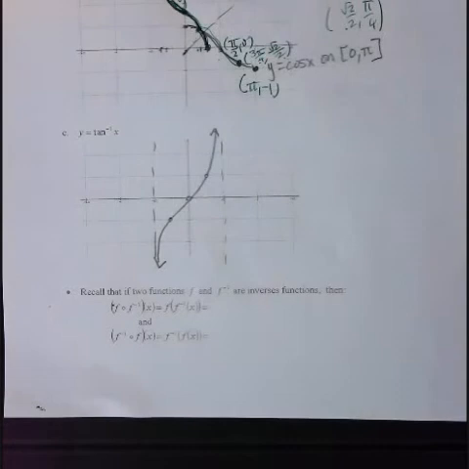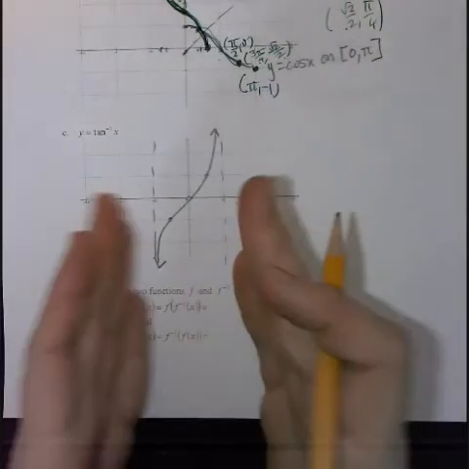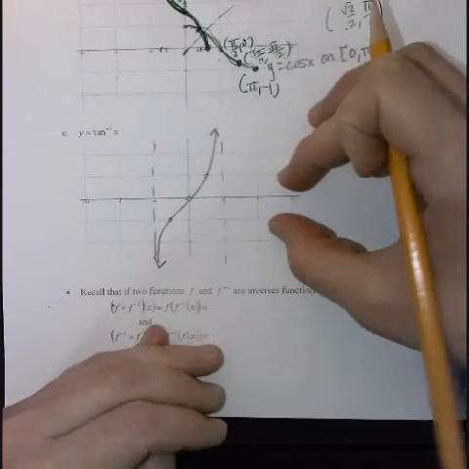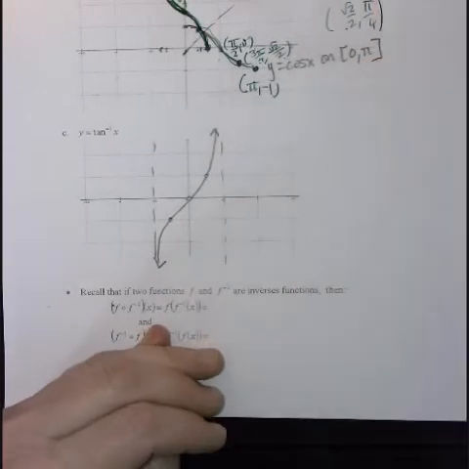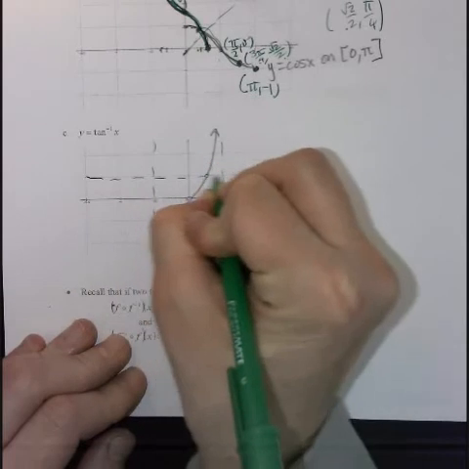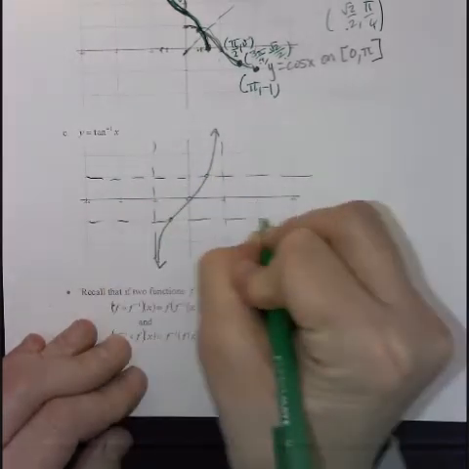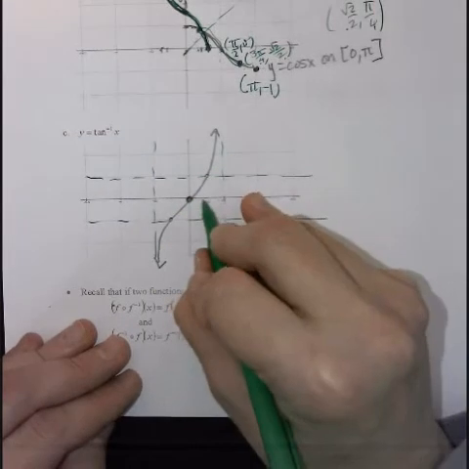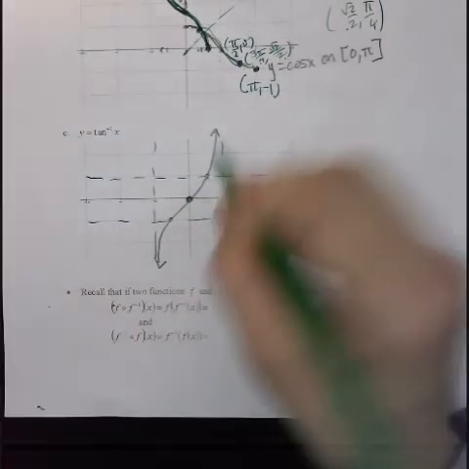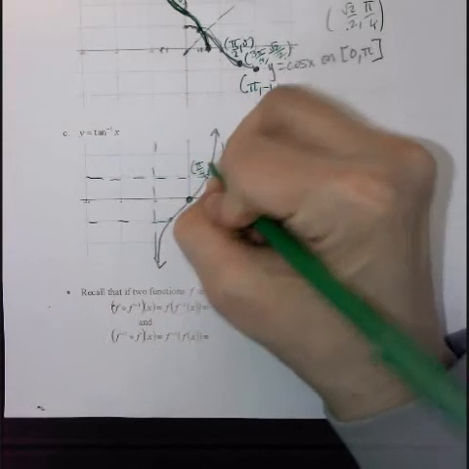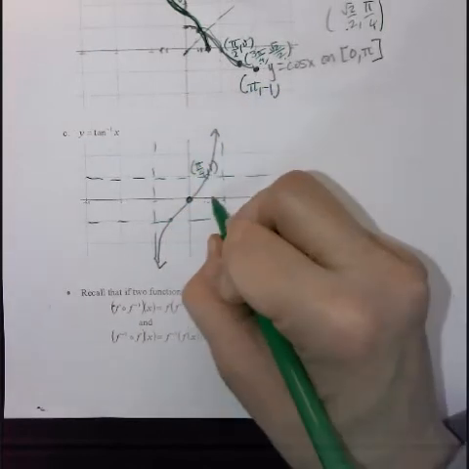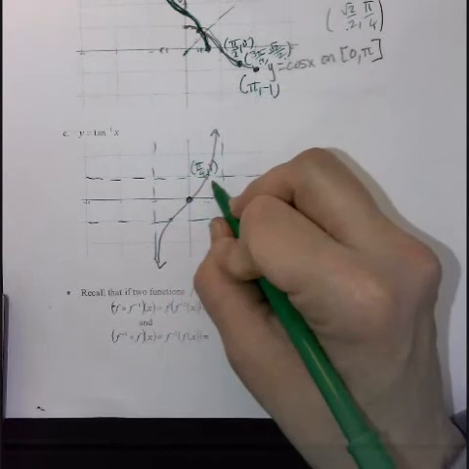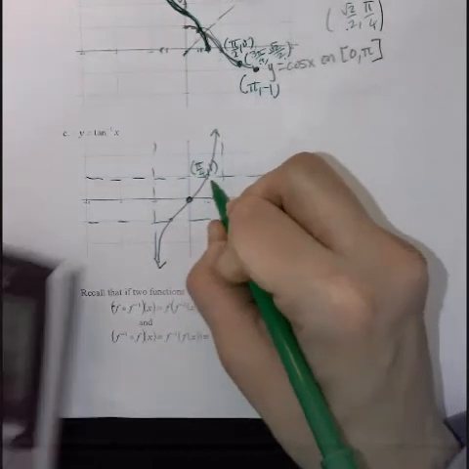So this domain, negative pi over 2 to pi over 2, will become the range for the inverse tangent function. So the inverse function is going to have horizontal asymptotes instead of vertical. Still going to go through 0, 0. Then this point, pi over 4, 1, will become 1, pi over 4. So it's going to reflect over about right here. What did we say? Pi over 4 is about 0.78.